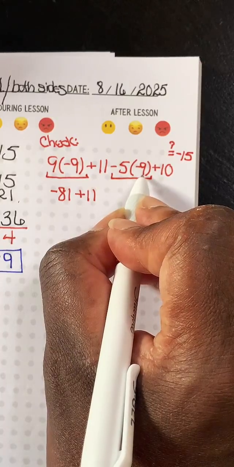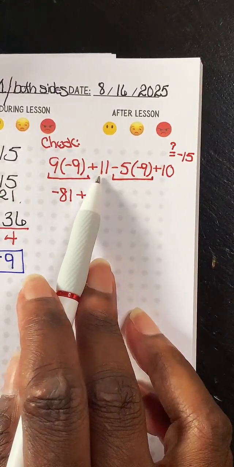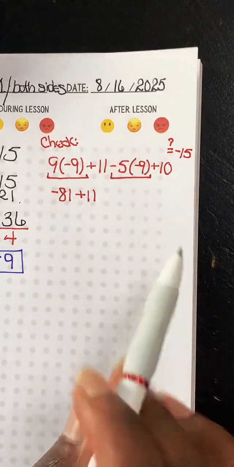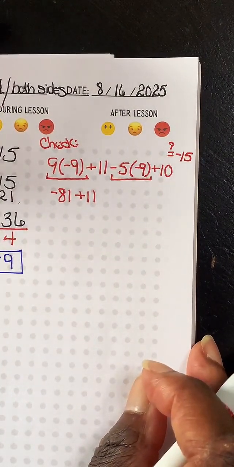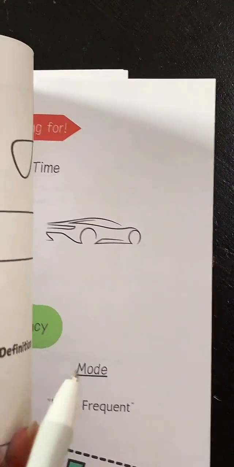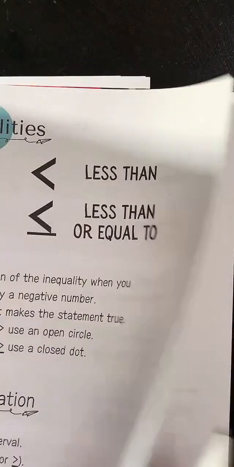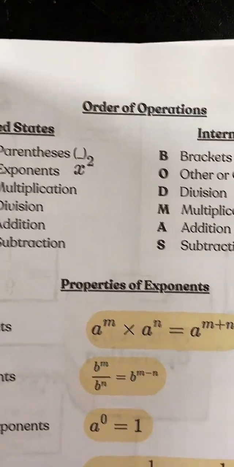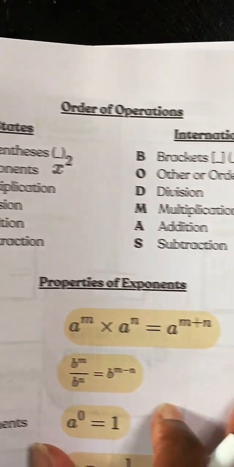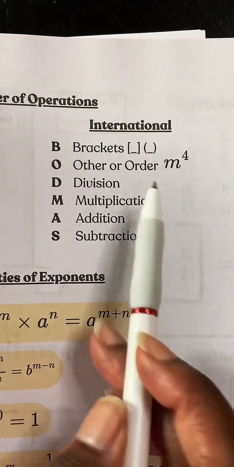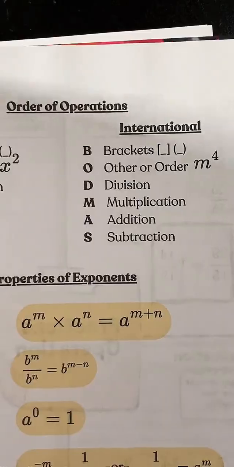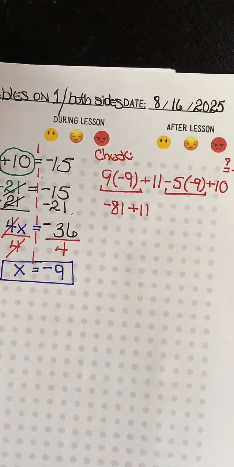Now we have -5 times -9. And if you're wondering, why didn't I just do 11 minus 5 to give me 6 and then multiply the 6? Do not forget about PEMDAS. Please excuse my dear Aunt Sally. Okay, we can't forget that. Let's see if I can find it. Here we are. And if it's not PEMDAS for you guys, see here in the States we do PEMDAS, but there are some international people that's on here that I know you guys do this as well. Okay? So you still have to follow those rules.